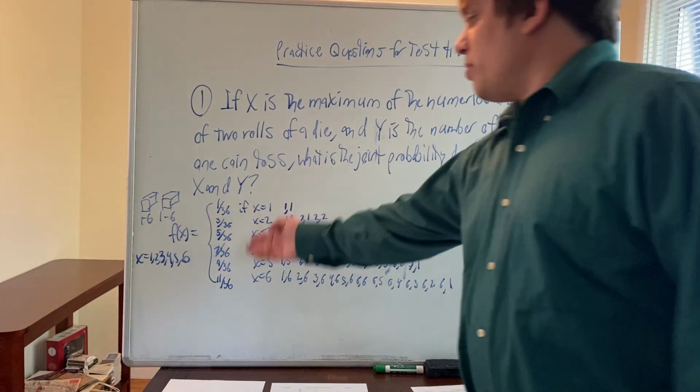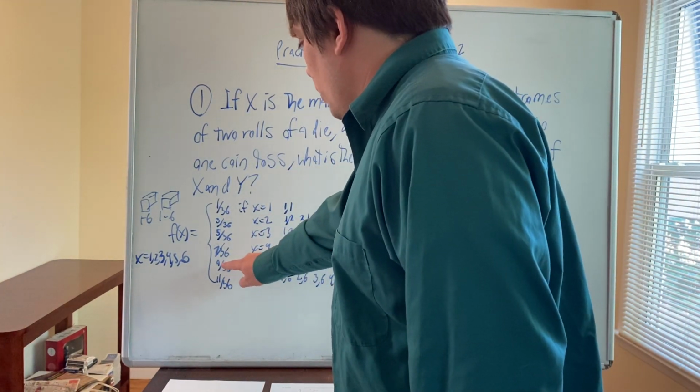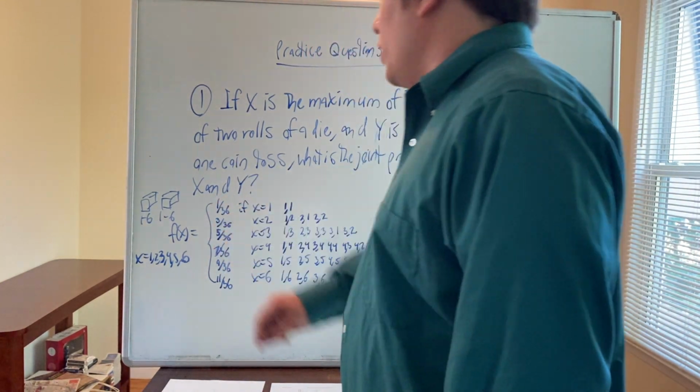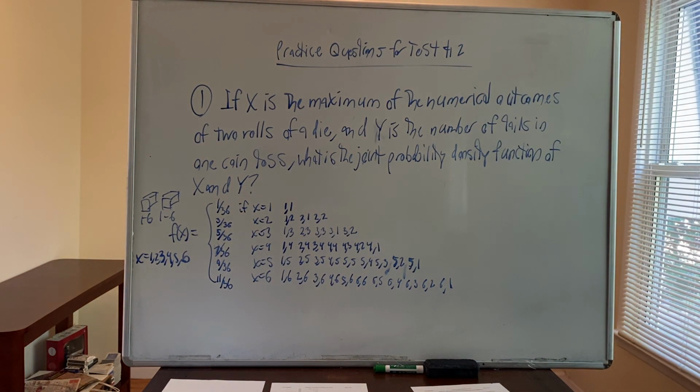If you add up these probabilities, it should be 1: 1 plus 3 is 4, plus 5 is 9, plus 7 is 16, plus 9 is 25, plus 11 is 36, so you get 36 over 36. Okay, so that is the PDF for capital X, the maximum of the numerical outcomes of 2 rolls of a die.